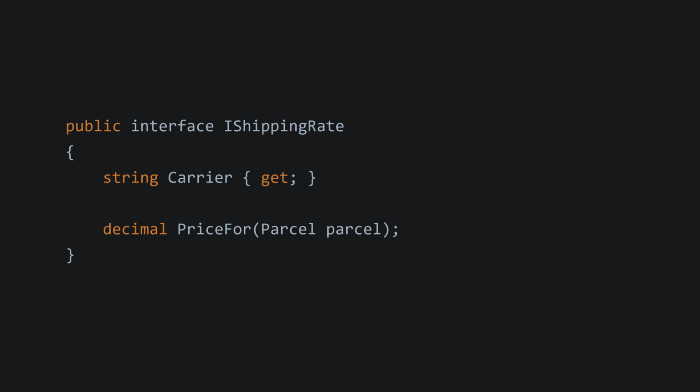Here's the seam. An interface called IShippingRate with 2 members, a carrier name, so a rate can say which carrier it speaks for, and 1 method that takes a parcel and returns a price. 2 members, and that is deliberately the whole thing. This is the chuck. Anything that wants to be a carrier has to grip here, and nothing else about it is the calculator's business. Not how it prices, not whether it calls an API, not whether it has a weight band. The interface is the complete list of what the calculator is allowed to depend on.